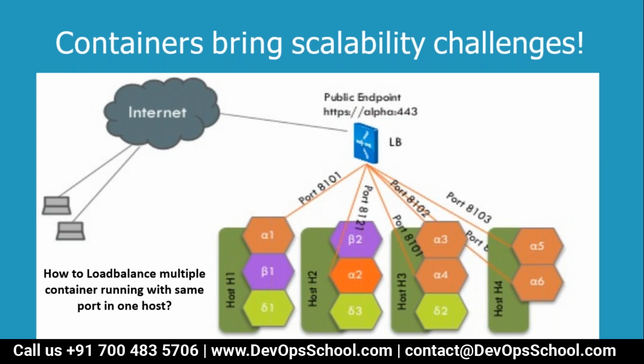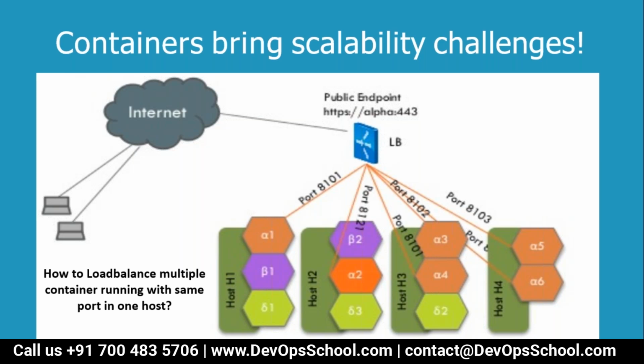Yes. Look at this here. This scenario is very simple. Alpha container 8101 in host 1. In host 2, you have alpha 2. The port number is the same. Again, alpha 3, alpha 4. So you cannot map that same port because the host has only a single IP address. So the question is very simple. Docker has no capability as such.